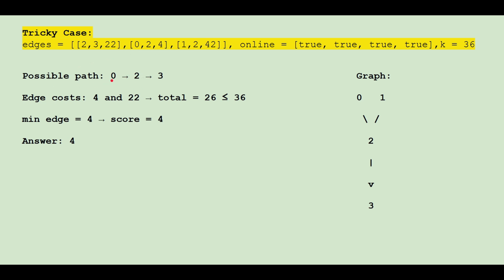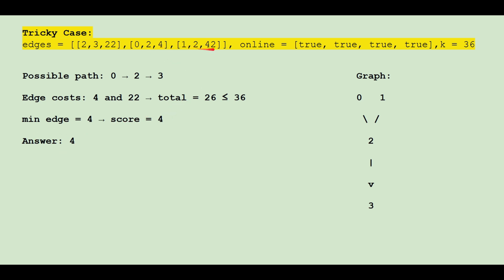So if we take 0, 2 and 3, 0 to 2 is taking 4, and 2 to 3 is taking 22. If we add this 4 and this 22, what do we get? 26, and it is less than or equal to 36. We'll say this is valid, right? And so we'll find the minimum edge cost. Between 4 and 22, what is the minimum? The score will become 4, right? And so the answer is coming 4.